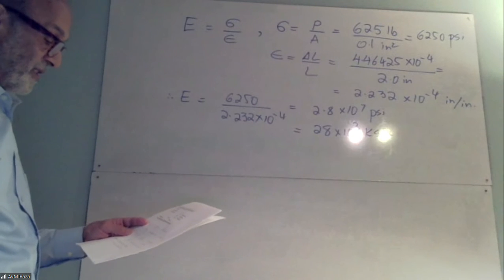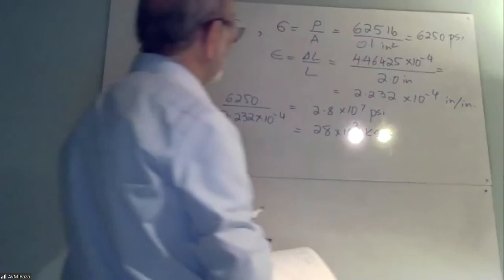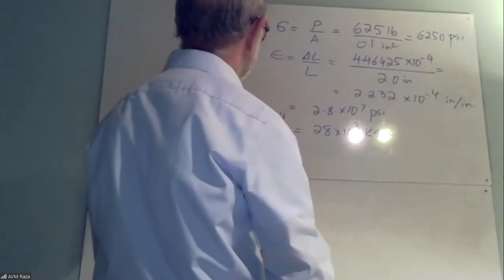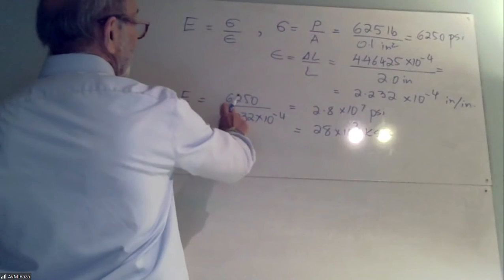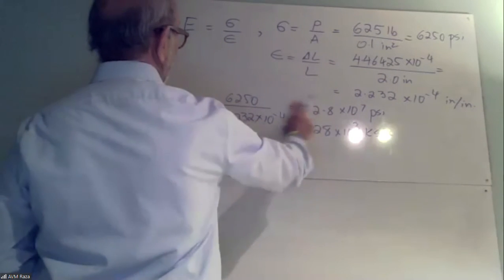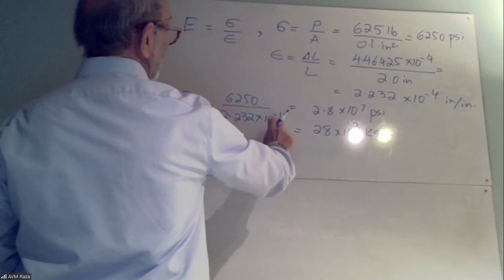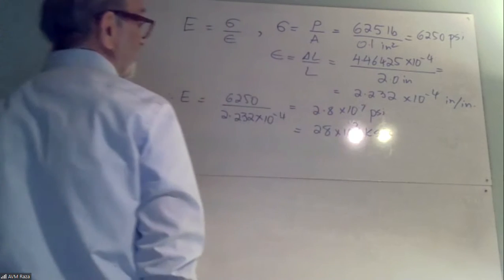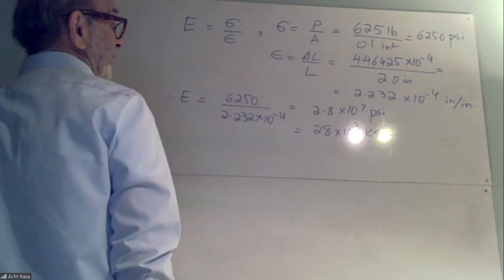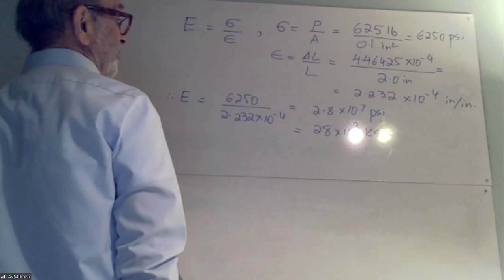Hang on, how much does it come out? Let me check this number for a minute. So I got 6250 divided by this. So this comes out 2.8, which means 2.8 times 10 to the power 7 psi, and which means 28 times 10 to the power 3 ksi.